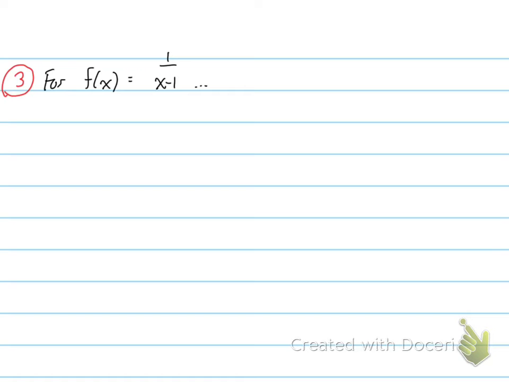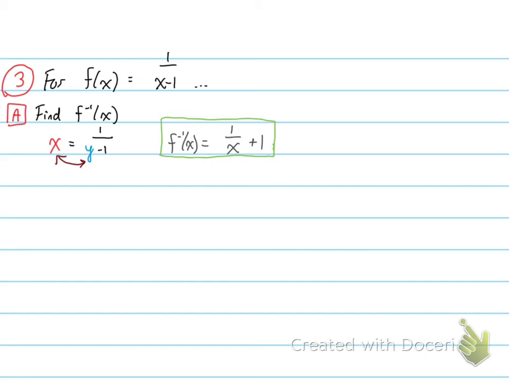So now let's go all the way through a problem. I have f of x equals 1 over x minus 1. First, let's find the inverse, f negative 1 of x. Again, I'll change that f of x to y for now, and I want to switch my variables. Now I want to solve for y. A thing you can do is switch the denominator there. Now I have y minus 1 equals 1 over x. Add 1 to both sides. My inverse function is 1 over x plus 1.